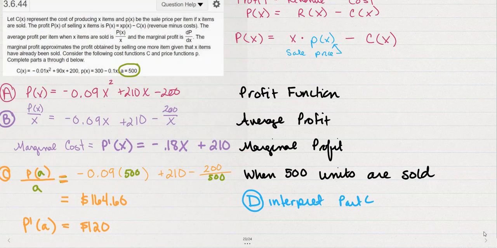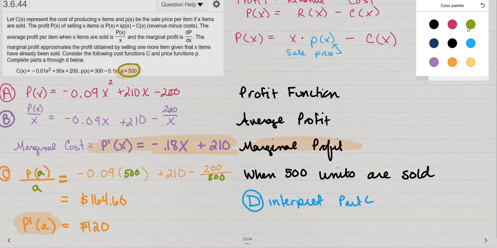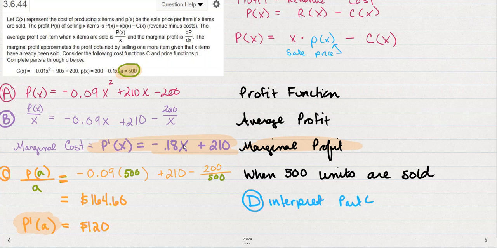I could also find the marginal profit, that was the derivative, when x equals 500. So I'm simply substituting in a 500, substitute 500 for x, and that's where the $120 comes from.